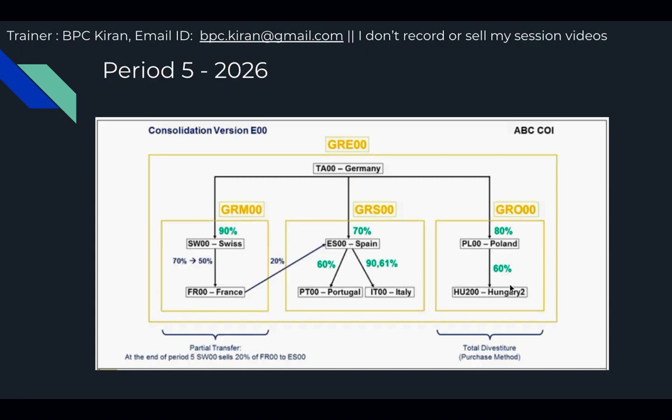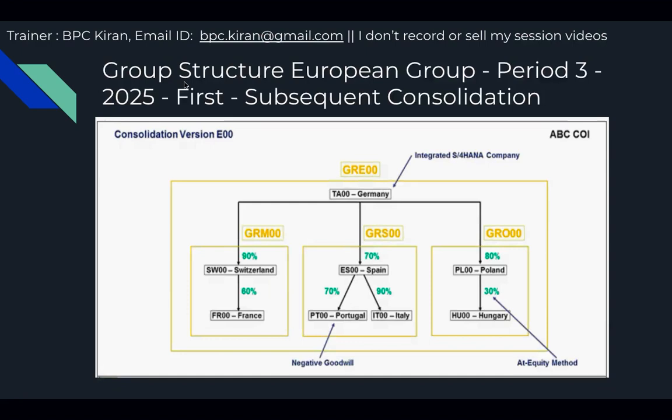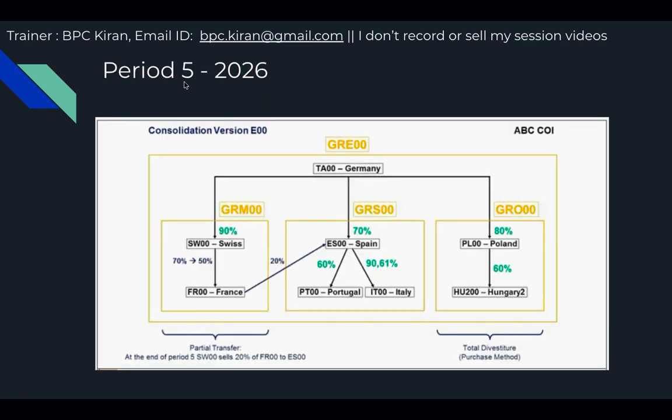So next, there are some left out scenarios. Those we are going to maintain in period 5, 2026. If you observe here, 2025 third period and fourth period, but the next scenarios are individual scenarios where partial transfer, if you see here, Switzerland and France, 70 to 50. So the 20% they are moving to Spain. Spain took that 20%, whatever decreased in this particular Switzerland investment. This scenario and total divestitures we are going to discuss. We are going to execute in 2026 period 5.